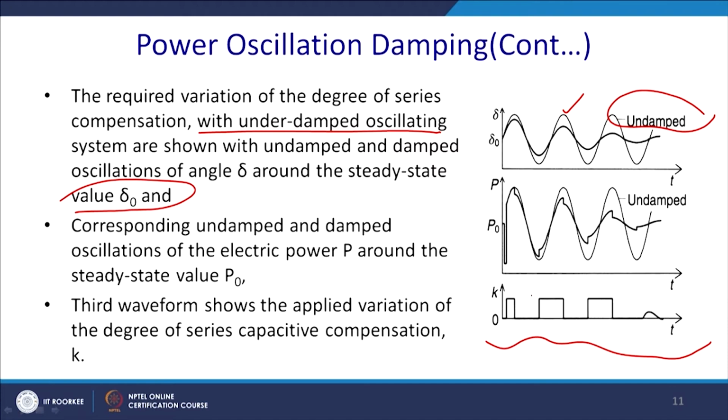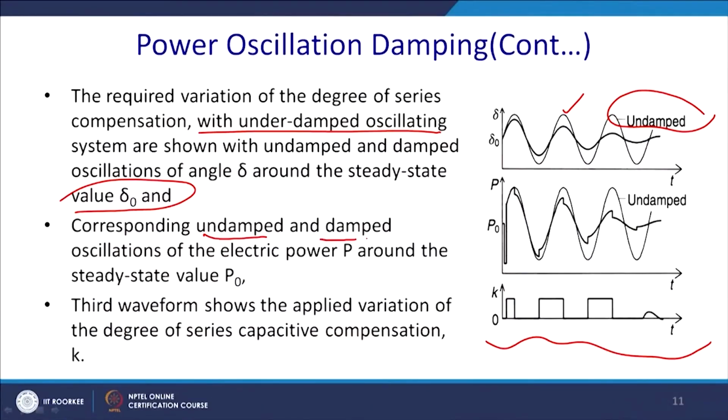and this is the power swing, and that will also settle with the damping, where k is the degree of the capacitive compensation; gradually it will change, increase or decrease, to accommodate the change of the mechanical power. The corresponding undamped and damped oscillation of the electric power P is around the steady state value P0. The third waveform shows the variation of the degree of series capacitor compensation. So, k will be changing in each cycle.